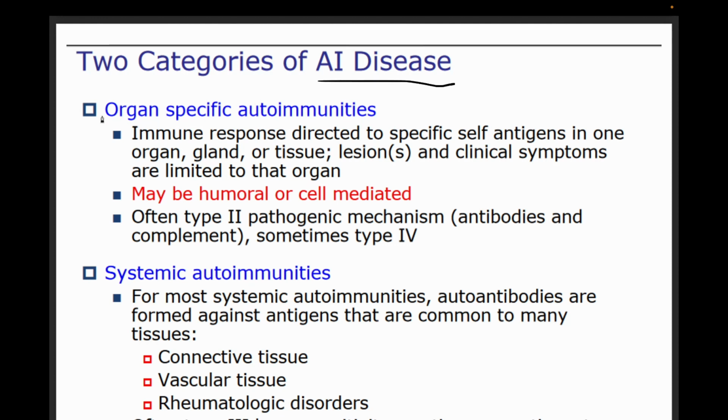You have 2 types. You have organ-specific autoimmunity and we have systemic autoimmunities. First of all, we have the organ-specific. The organ-specific immune response is directed to a specific self-antigen in one organ, gland or tissue. And clinical symptoms are limited to that organ specifically. It can be humoral, can be cell-mediated, cellular, B-cell, T-cell. Often type 2 hypersensitivity.